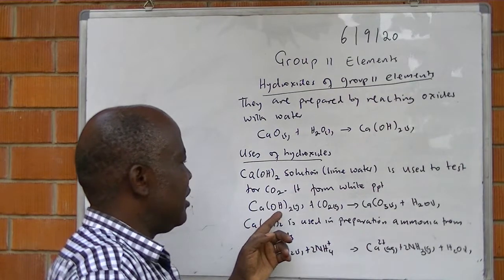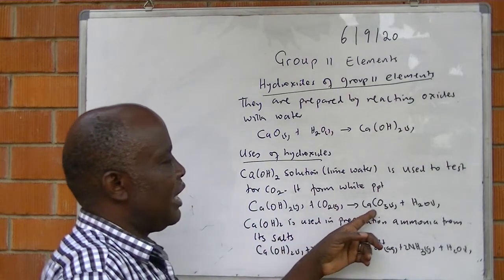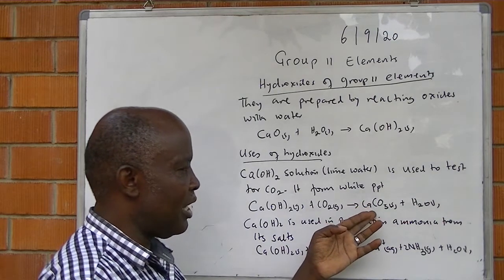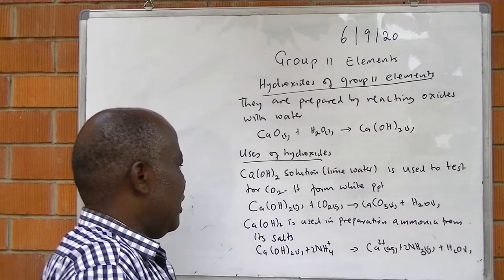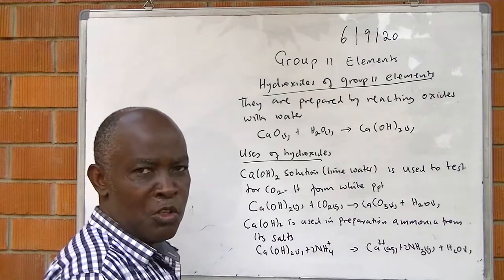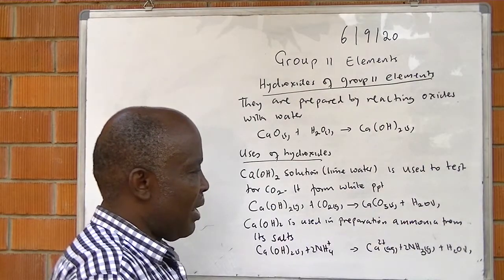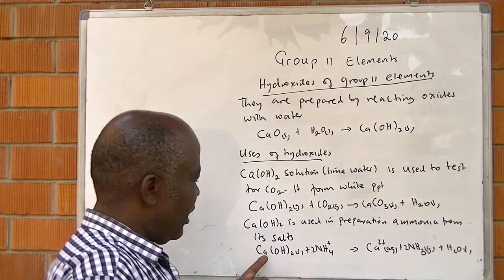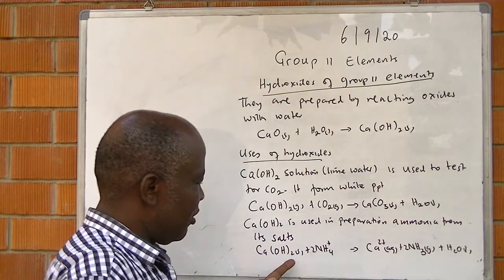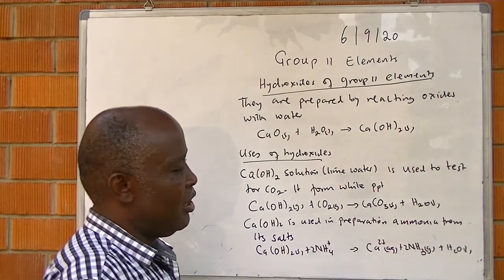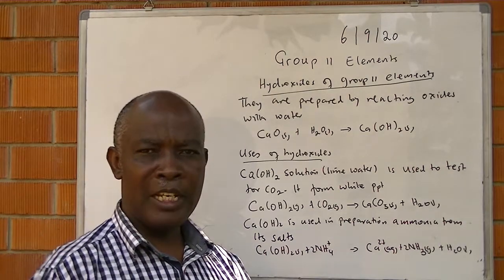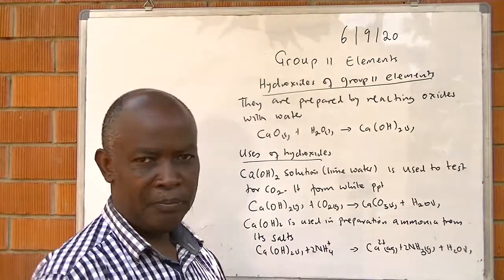Calcium hydroxide plus carbon dioxide, you get calcium carbonate, which is a white precipitate, insoluble in water, plus water. Calcium hydroxide is also used in the preparation of ammonia from its salts. For example, calcium hydroxide plus ammonium ions, you get calcium ions plus ammonia plus water.